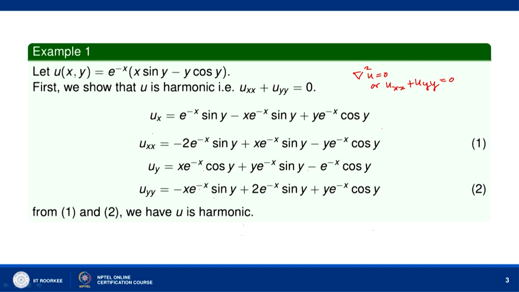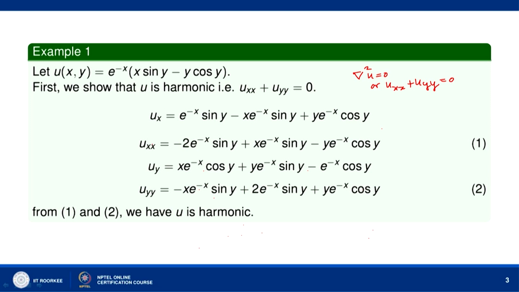Similarly, if you differentiate u with respect to y, keeping x constant, we see that u_y is x e to the power minus x cos y plus y e to the power minus x sin y minus e to the power minus x cos y, and then again if you differentiate u_y with respect to y, you get u_yy. So, it comes out to be minus x e to the power minus x sin y plus 2 times e to the power minus x sin y plus y e to the power minus x cos y.